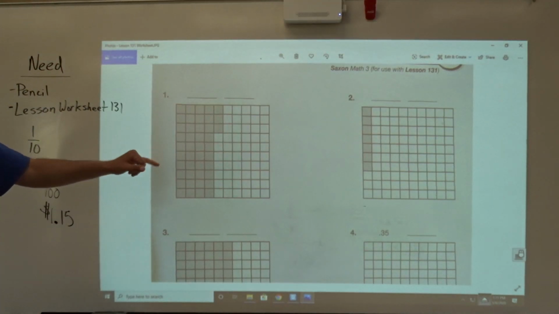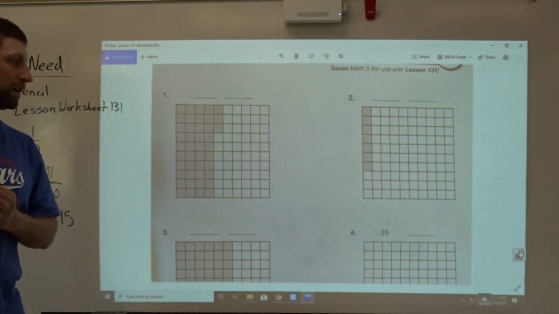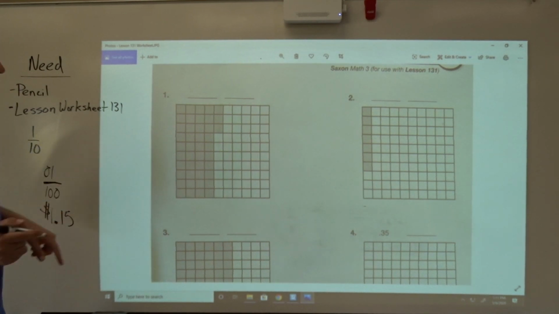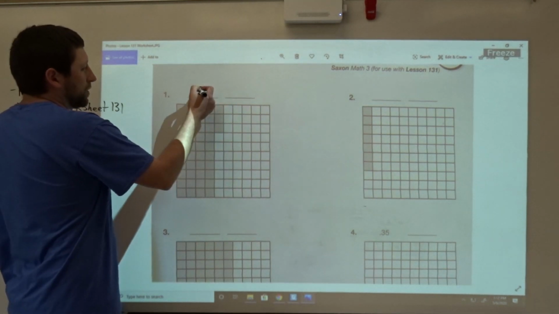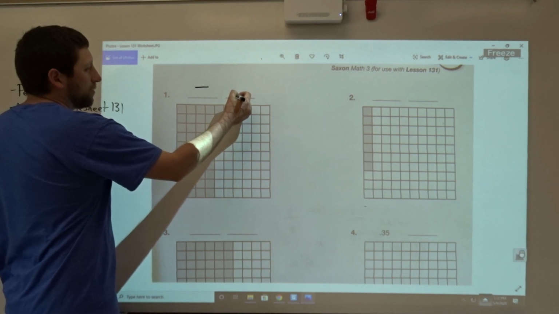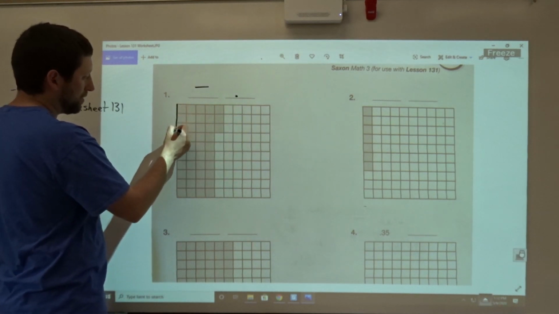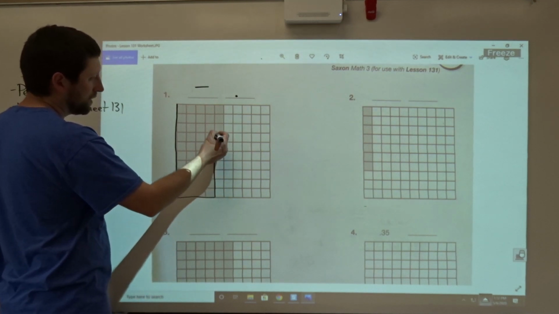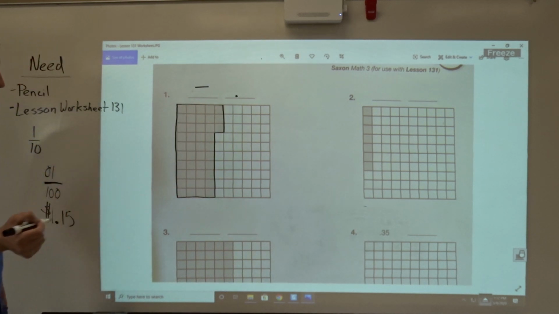Alright, let's move on to lesson worksheet 131. There are 6 examples. You can do these with me. We'll take a look here at the first one. So I want to write a fraction and I want to write a decimal. So I'm going to put a fraction bar there, and I'm also going to put a decimal point here. It might be hard to see on my screen, but on your paper we have these shaded right here.